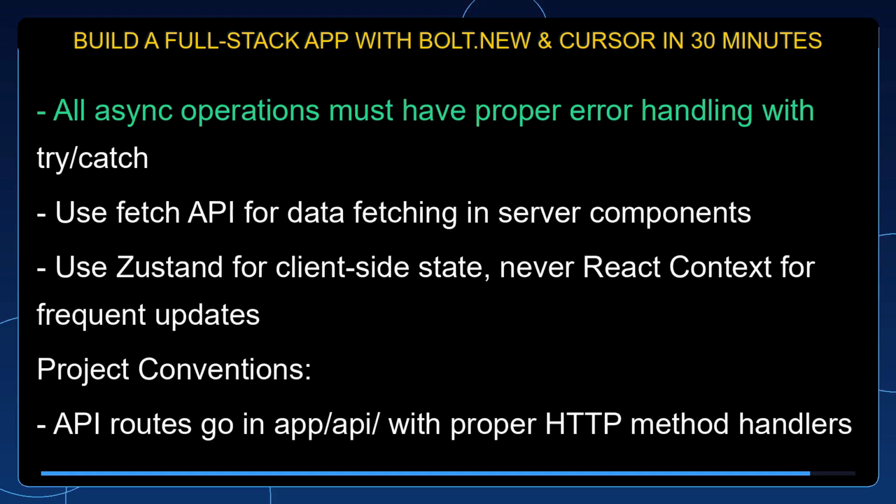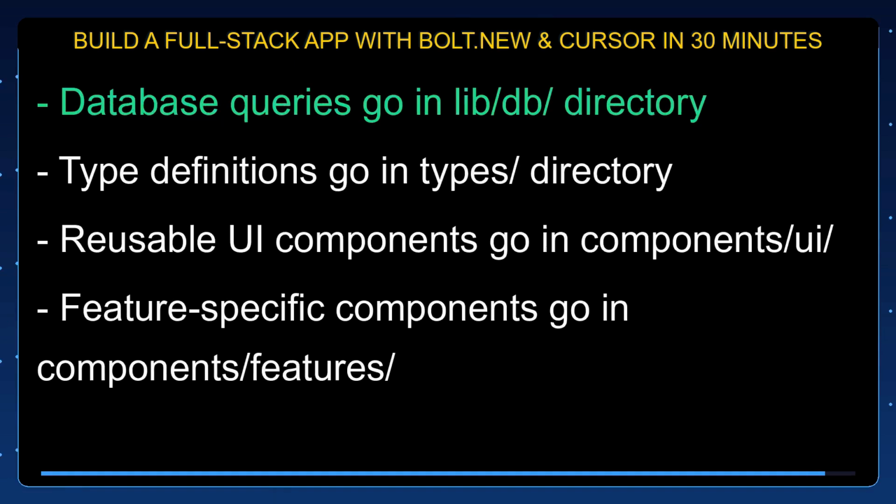All async operations must have proper error handling with try/catch. Use fetch API for data fetching in server components. Use Zustand for client-side state. Never use React context for frequent updates. Project conventions: API routes go in app/api with proper HTTP method handlers. Database queries go in lib/db directory. Type definitions go in types directory. Reusable UI components go in components/ui. Feature-specific components go in components/features.